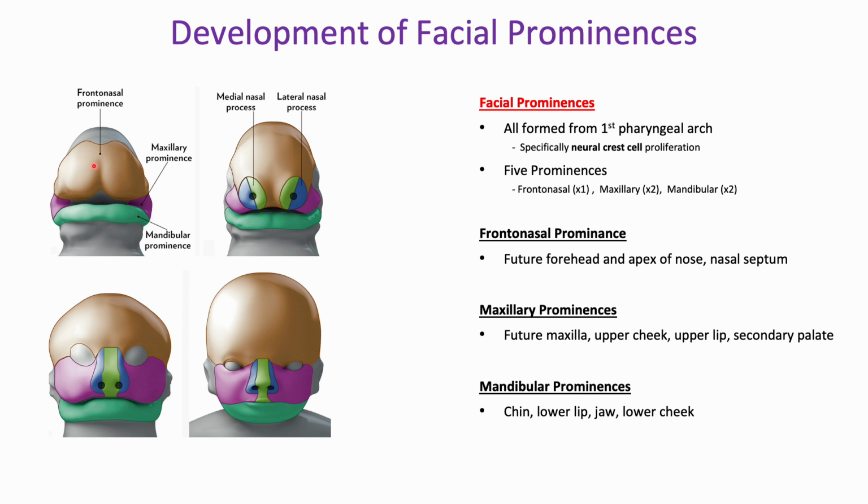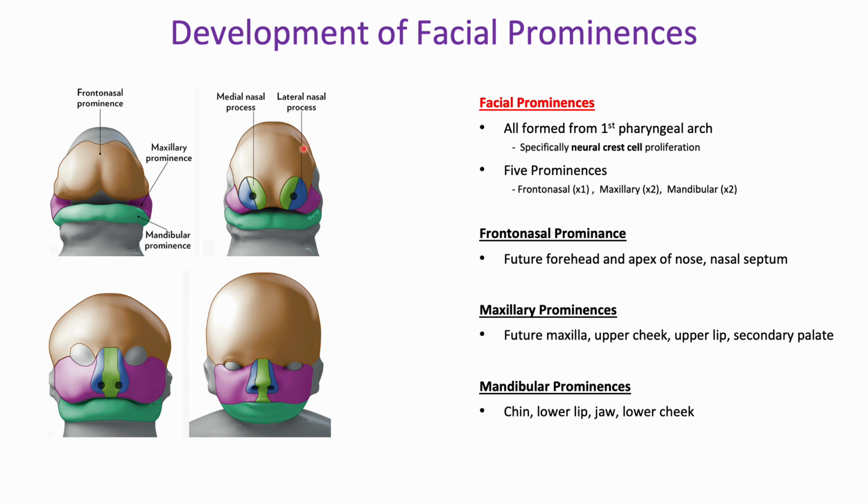Initially, we're going to have one frontonasal prominence, and it's unpaired, meaning that there's one just right in the middle. We're also going to have 2 maxillary prominences, which are going to start off laterally, and then we're going to have a mandibular prominence. We're actually going to have 2 of these. They're going to come together and join at the midline. During development, all these facial prominences are derived from the first pharyngeal arch, and specifically due to the neural crest cell proliferation within these regions.